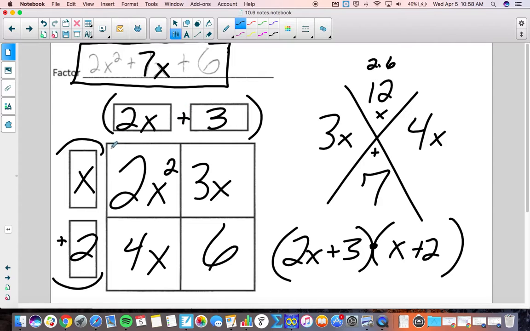And you can also see that when you multiply a positive 2x and a positive 2, you get 4x. When you multiply a positive 3 with a positive x, you get positive 3x. And you get positive 6 down here also, if they're both positive. So there's our answer.